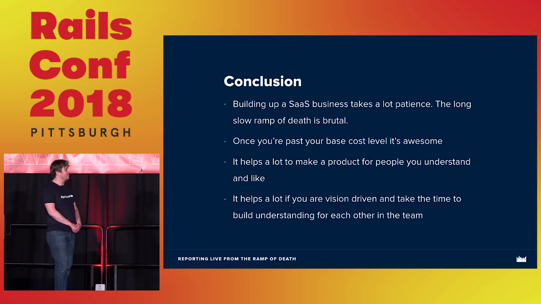So my conclusion, from a few years of running a business like this, is you need to be super patient. It's pretty brutal to survive the first part of the long, slow SaaS ramp of death. Once you pass this base cost level, it's awesome, because the whole thing that's working against you in the beginning is actually working for you in later stages, because you have this huge amount of revenue that's just a basis for everything you're doing. And you don't have these problems with financing the growth anymore because you already have good margins.